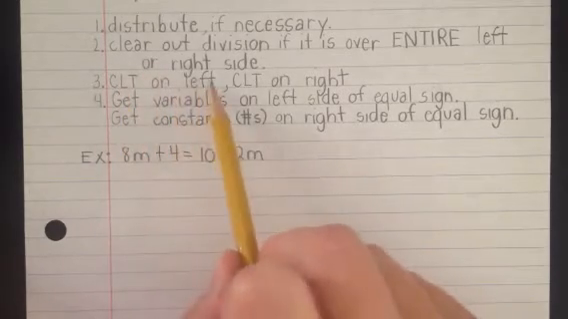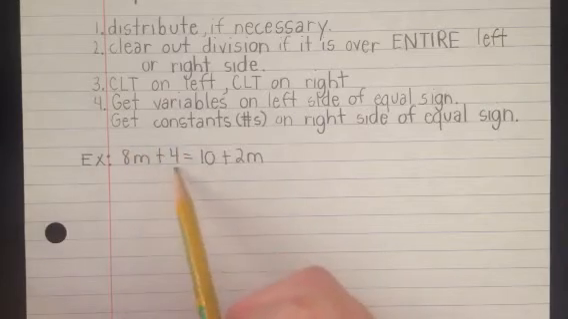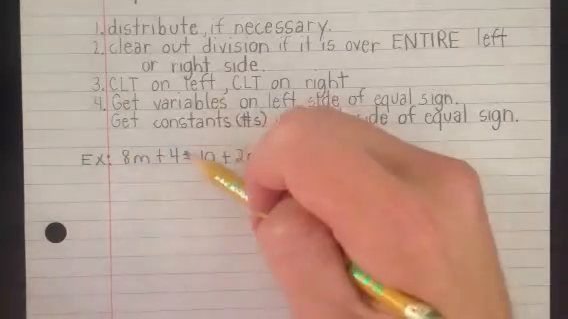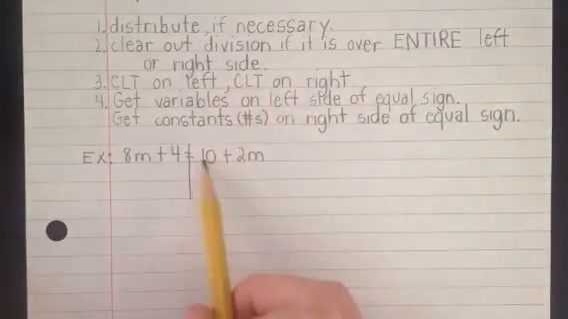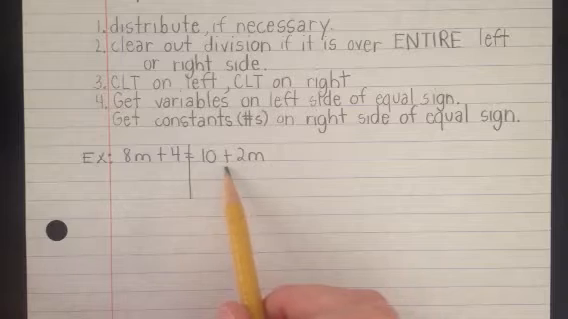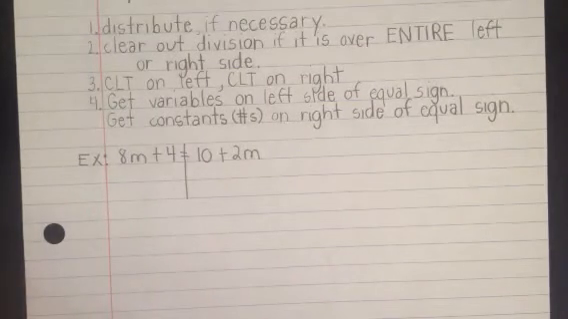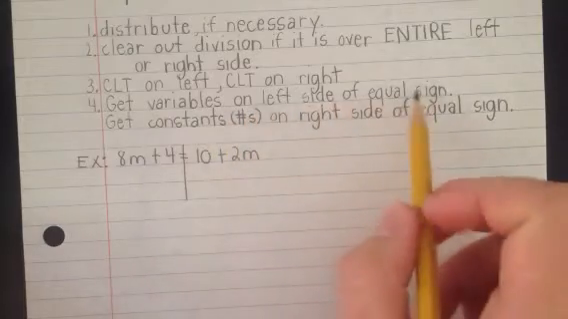Collect like terms on left. So let's look at this left side. Are either of those like terms? Can we combine them? No, so we're just going to leave it. Okay, collect like terms on right. On the right side of the equal sign, neither of those things are like terms. We can't combine them, so we're going to leave it. Number 4. Get variables on the left side of the equal sign.